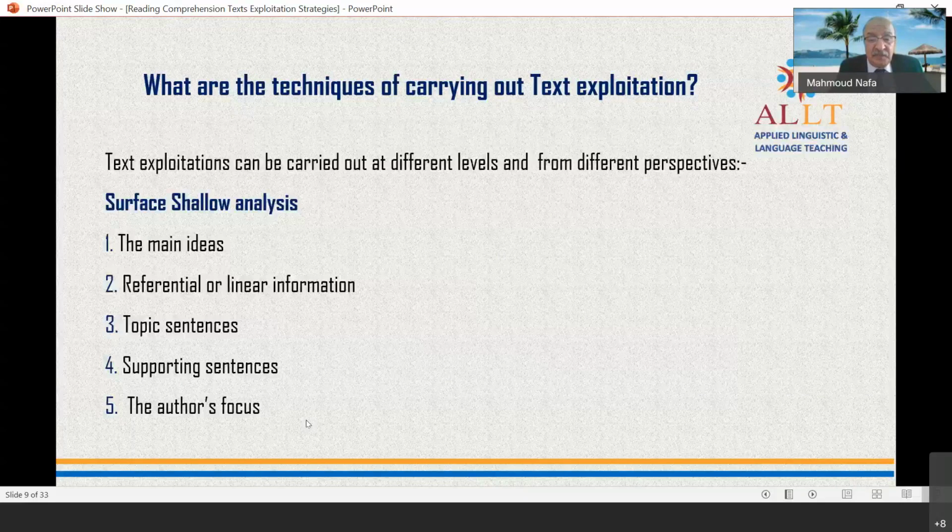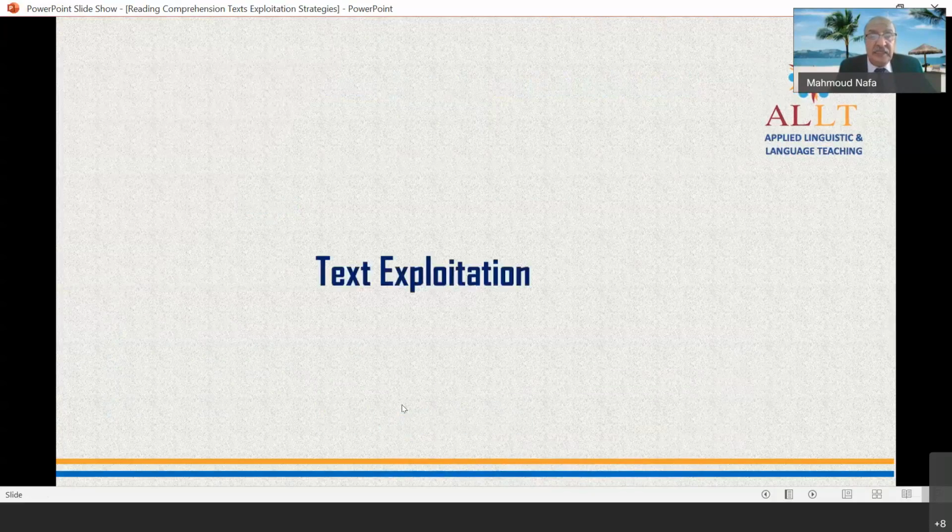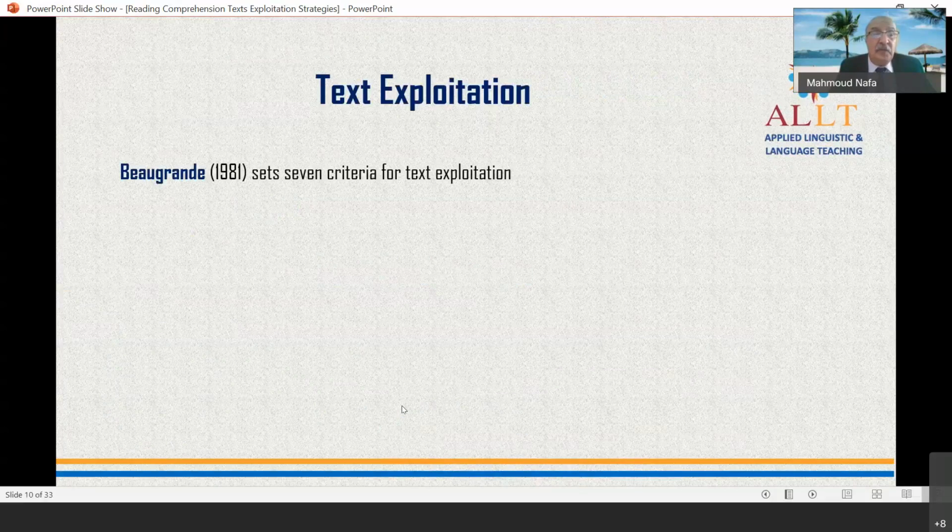Then we can ask them, what does the writer focus on? What is the focus of the writer? De Beaugrande sets seven criteria for text exploitation that deal with different students' levels.